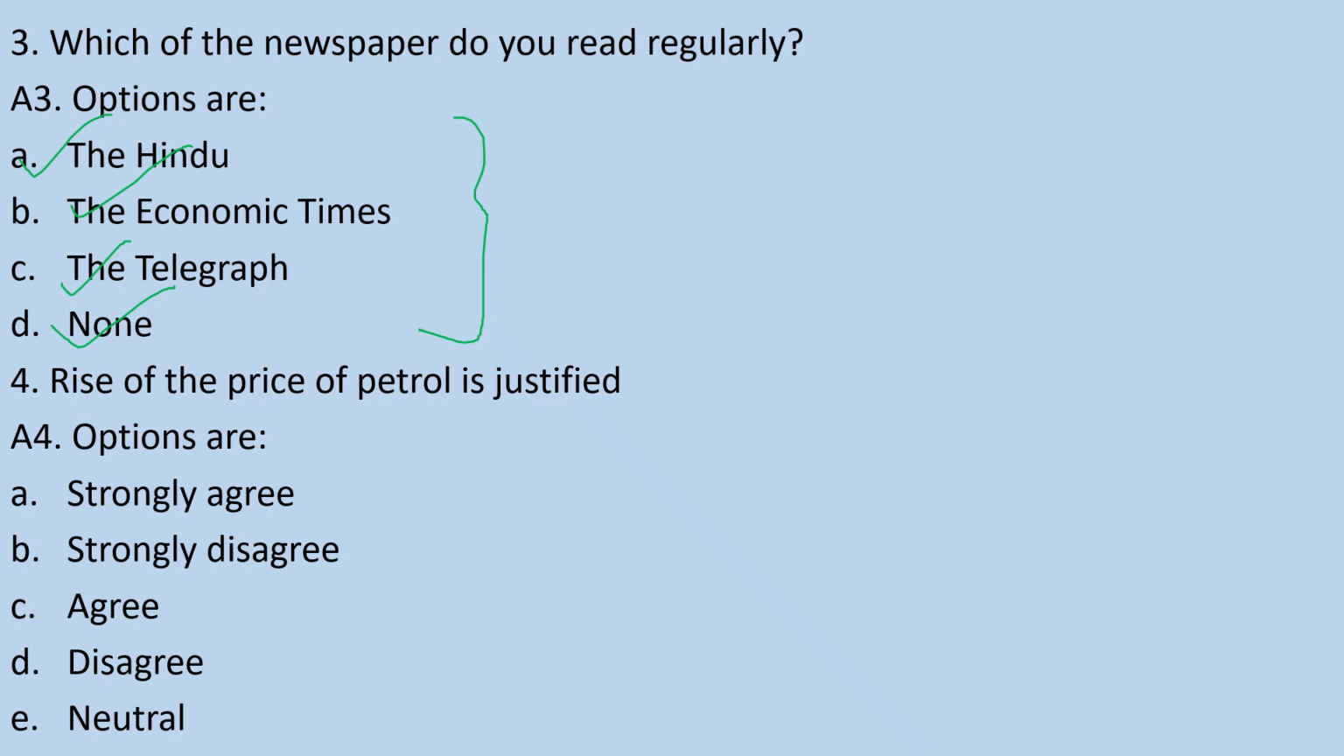The next one is: rise in the price of petrol is justified. Is it? So what can the options be? One can strongly agree that the rise in the price of petrol is justified, strongly disagree, agree, disagree, or be neutral. So here are the 5 options for whether the rise in the price of petrol is justified or not.